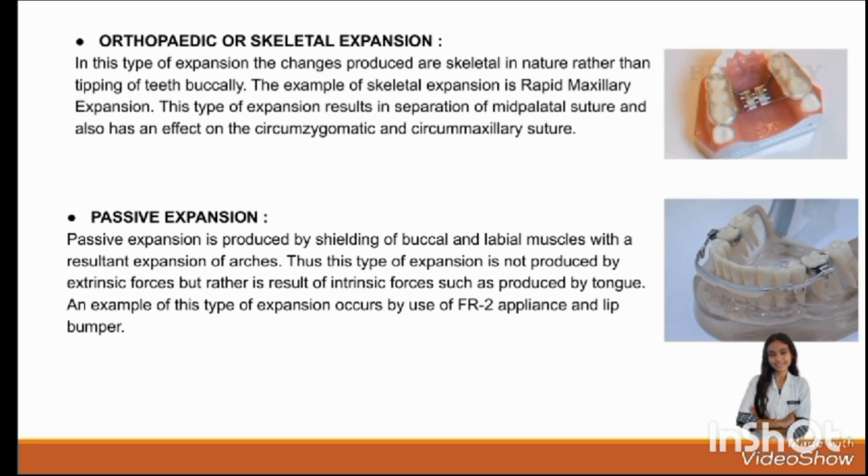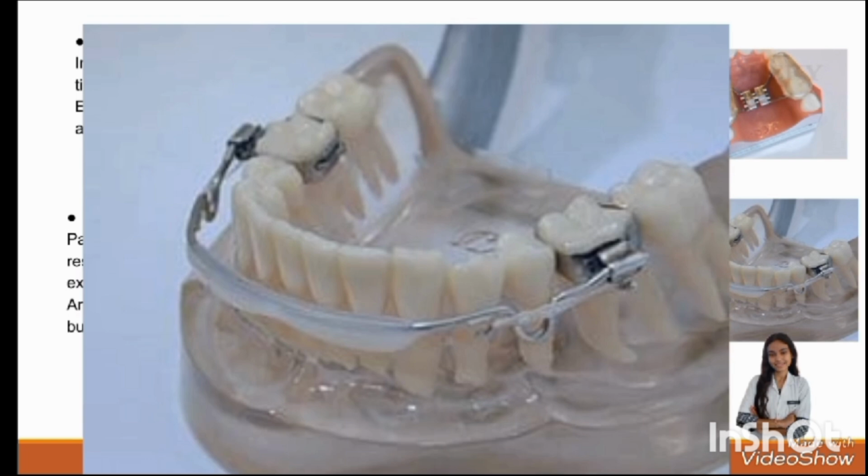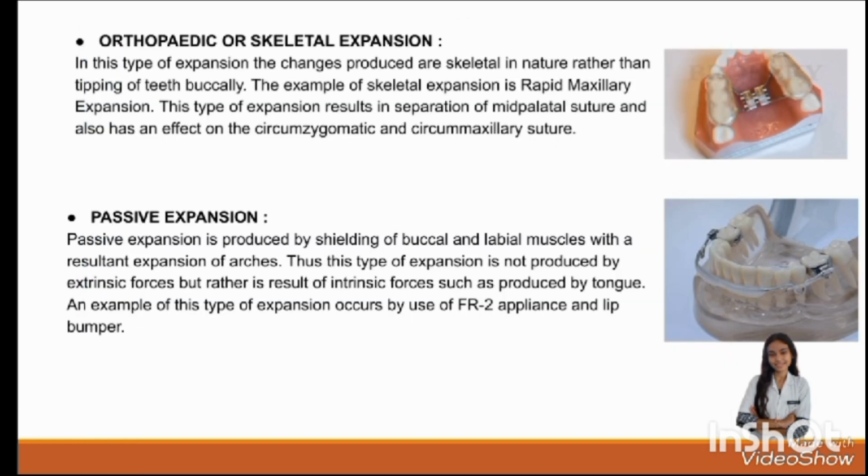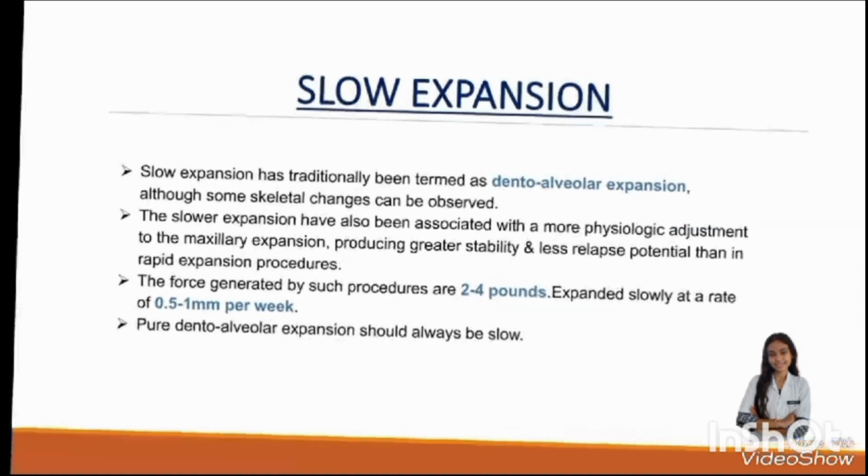Passive expansion. Passive expansion is produced by shielding of the buccal and labial muscles with resultant expansion of the arches. Thus, this type of expansion is not produced by extrinsic forces but rather is the result of intrinsic forces such as those produced by the tongue. An example of this type of expansion occurs with the use of the FR2 appliance and lip bumper.